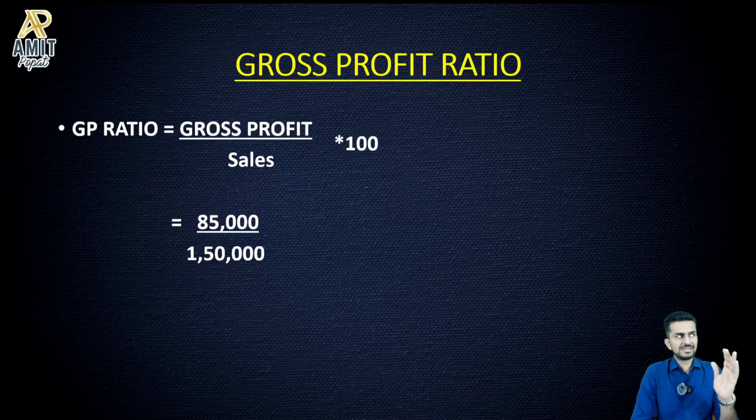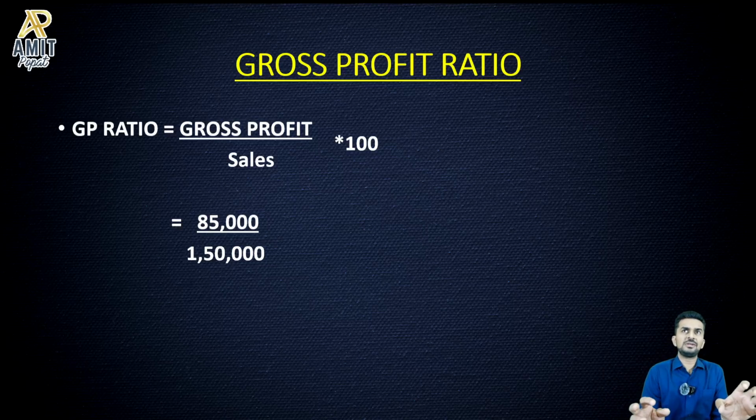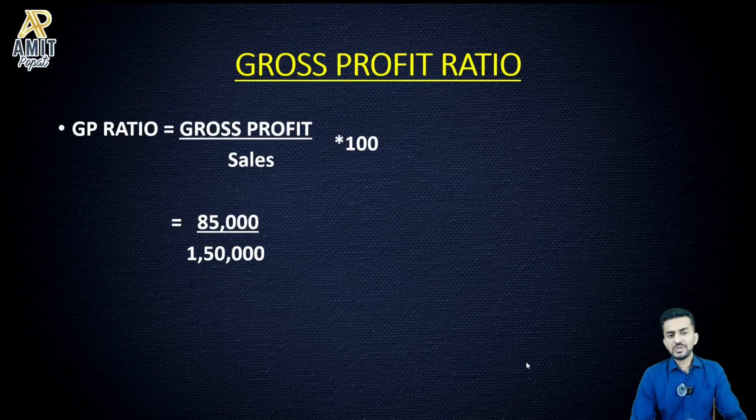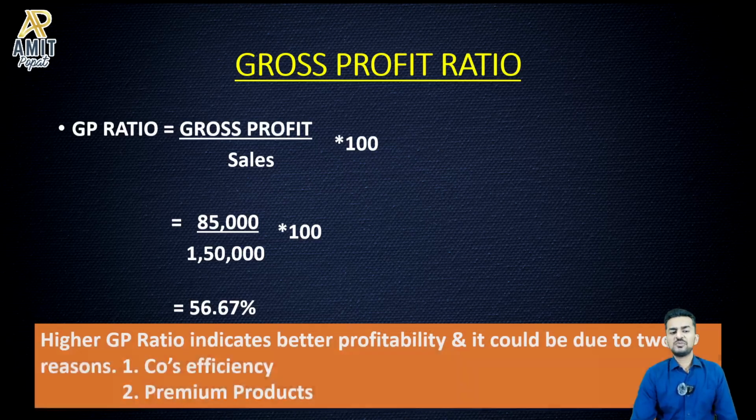So one request is, in the last video we had the P&L and balance sheet. Keep every number handy so that whenever I say a number, you should be able to have the comfort. So 85,000 is my GP, 1.5 lakh is my sales, multiplied by 100 if I want that in terms of percentage. That gives me 56.67% of GP.